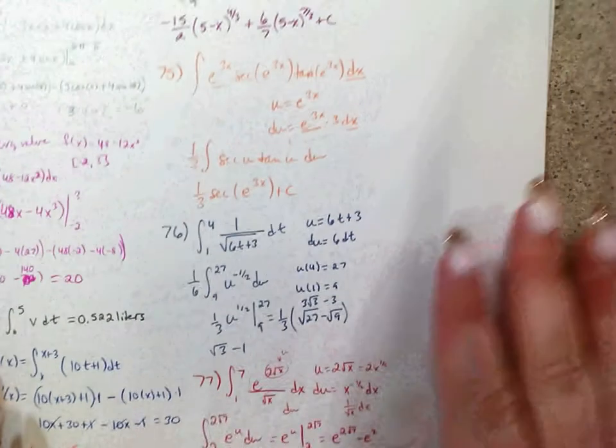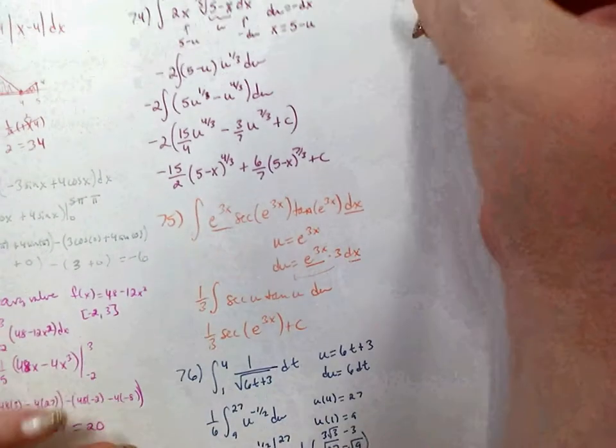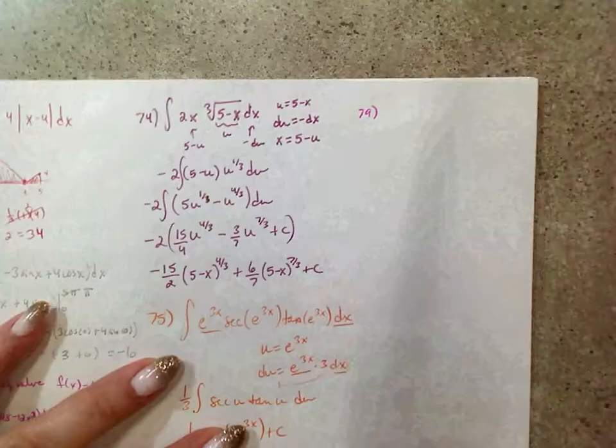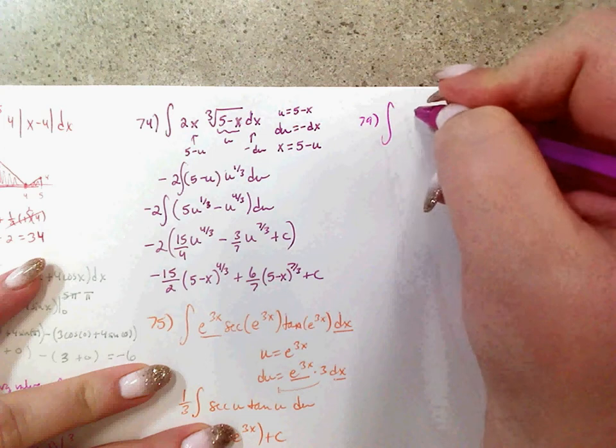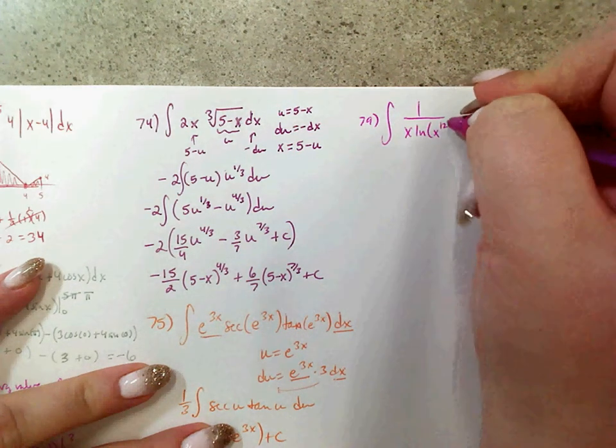79. So 79 says find the integral of 1 over x natural log of x to the 12 dx.